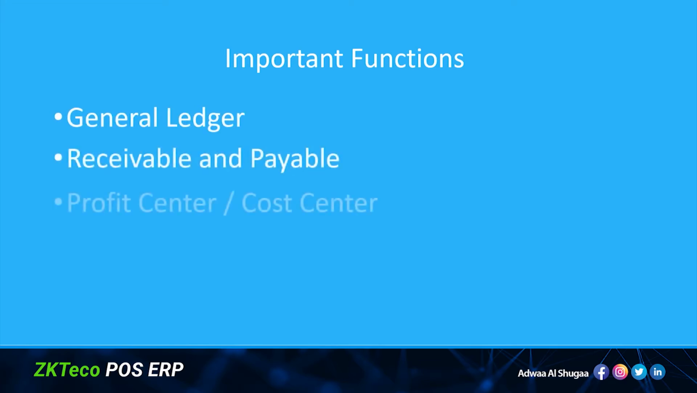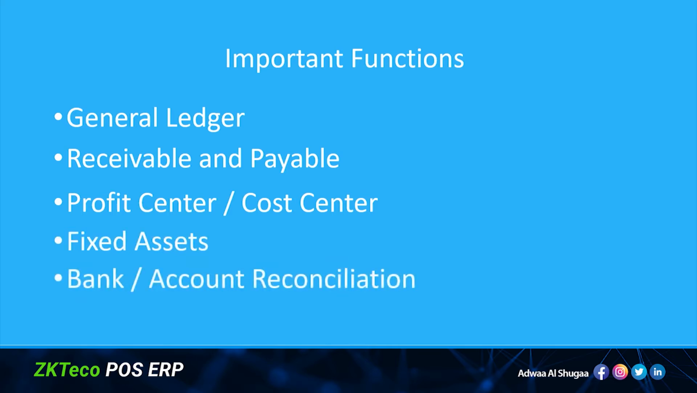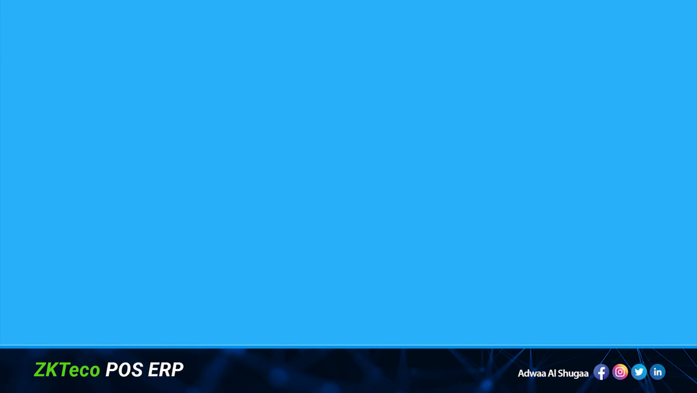ZKERP can enter and view information in both English and Arabic. Important functions associated with the accounting module are general ledger, receivables and payable, profit center or cost center, fixed assets, reconciliation of bank accounts or any other accounts, and necessary reports associated with all accounting functions.